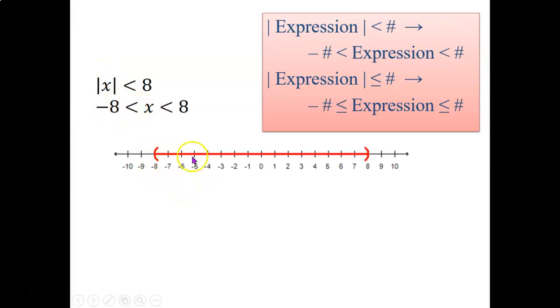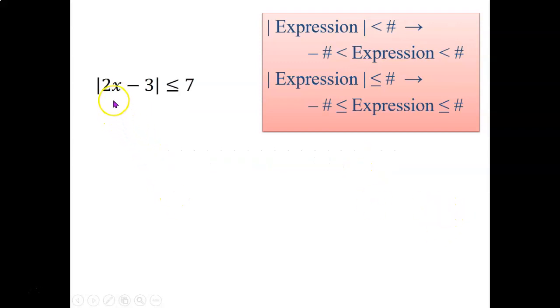So here's what x can be. It can be any of these numbers between negative 8 and 8. Could be 7, could be negative 7. Could be 3, could be negative 3. Could be 1, could be negative 1. Any of those numbers would have an absolute value that's less than 8. It could not be 10, and it could not be negative 10, because in either case, the absolute value would be 10, which is not less than 8. So the solution set looks like this. It's the interval from negative 8 to 8. Everything between negative and positive 8.